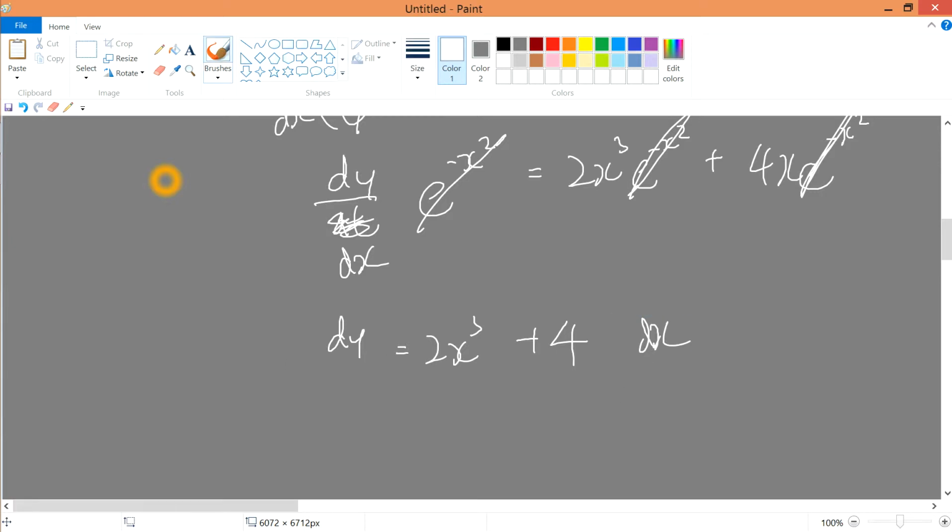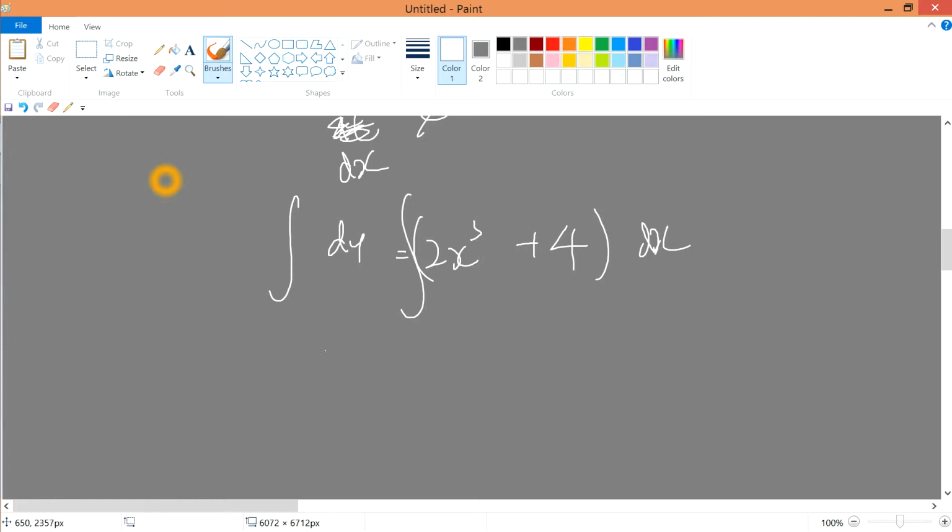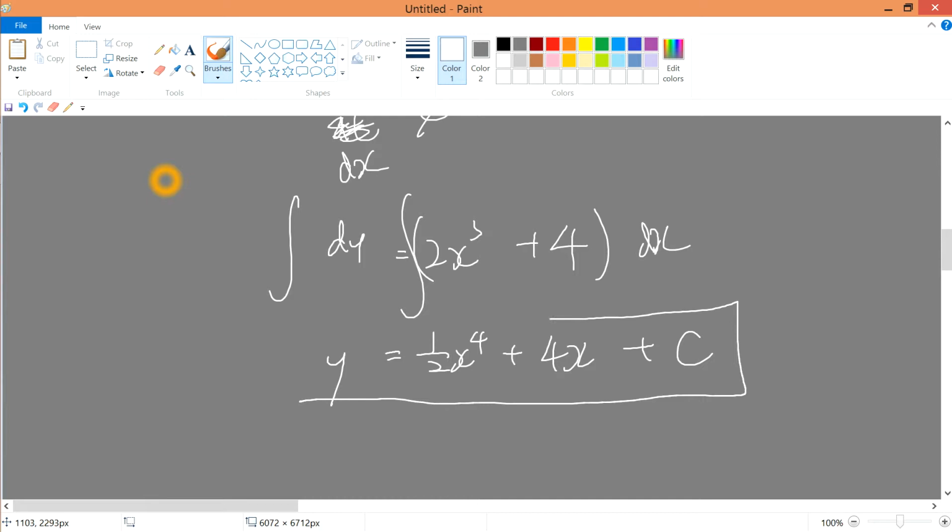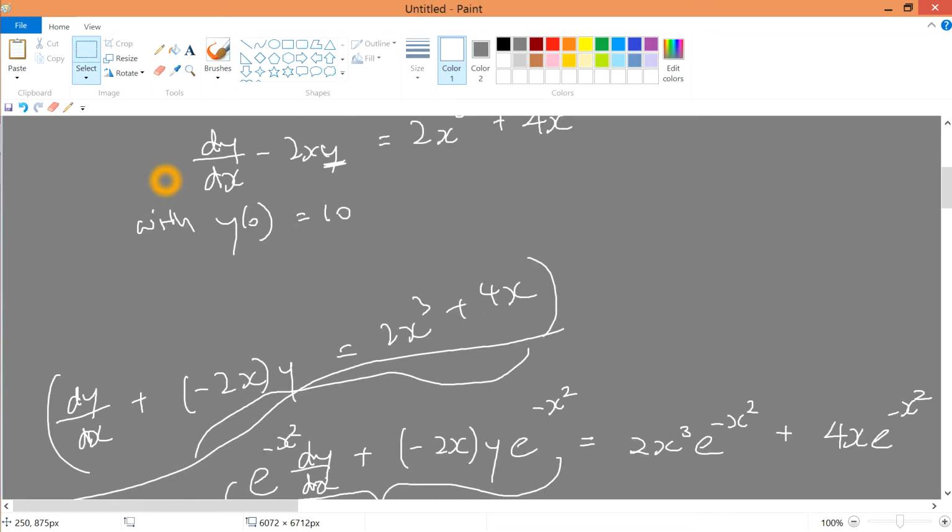Using the separable method. So this is why I say separable is the easiest, because everything uses separable in the end later on. Not everything, but some things. So I would have y equals to, if I were to integrate, half x⁴ plus 4x plus c. So your answer is this form. And that's the answer. And don't forget, the question asks you about y(0).